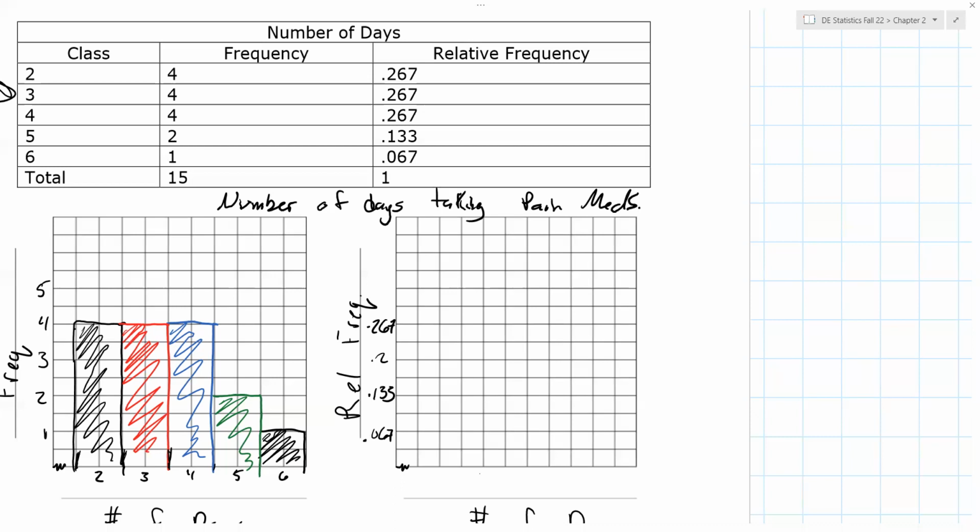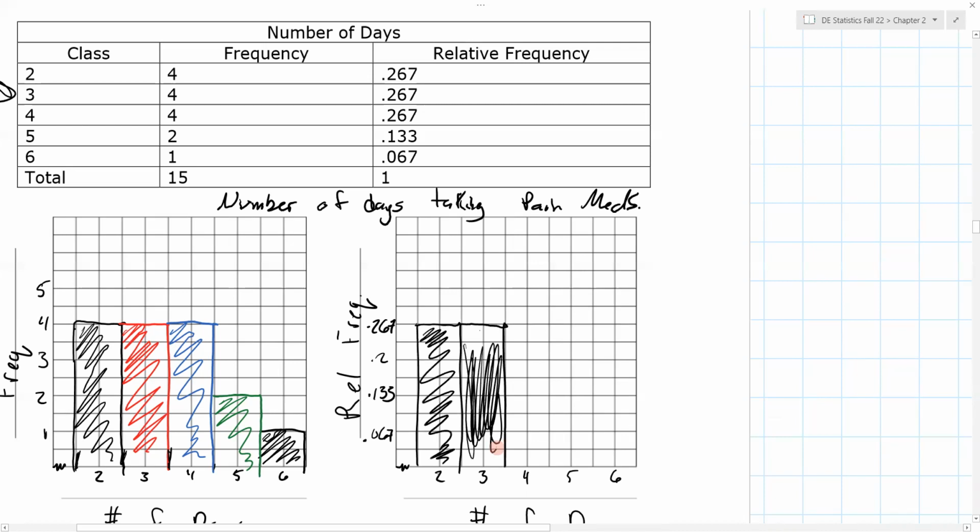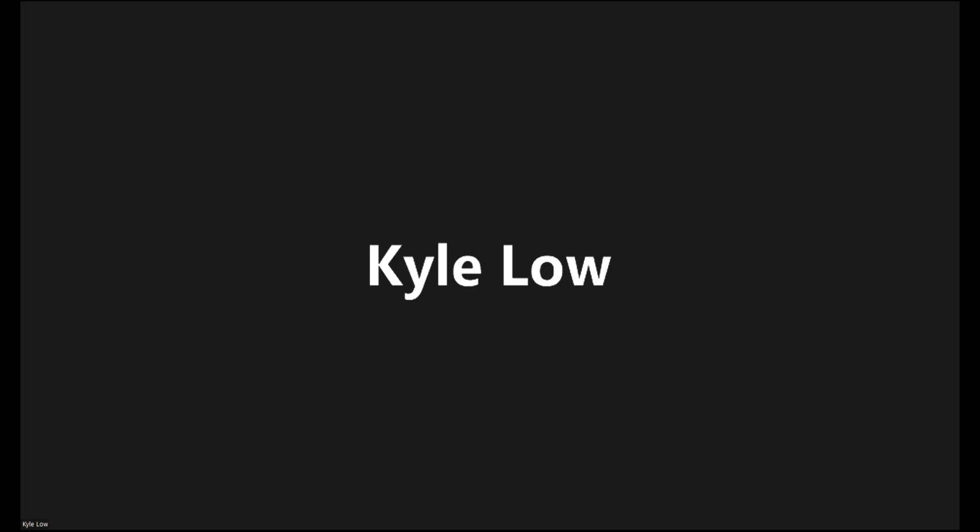That's a 2, 3, 4, 5, and 6. And then go through. 2 goes all the way up. And then 3 goes all the way up. And we fill that in. 4 also goes all the way up.